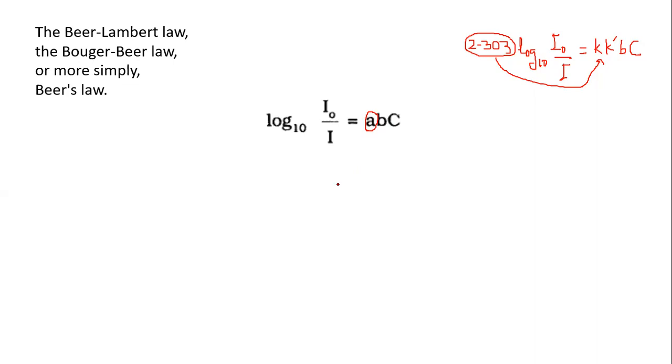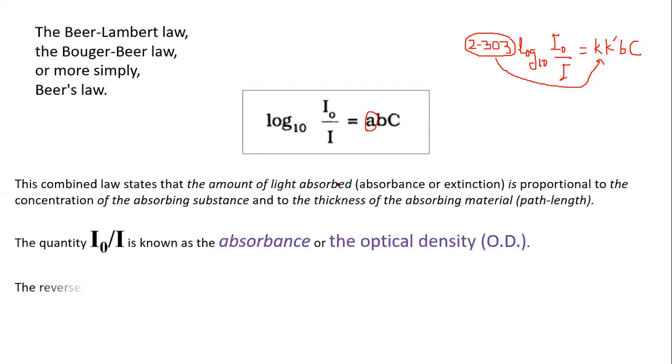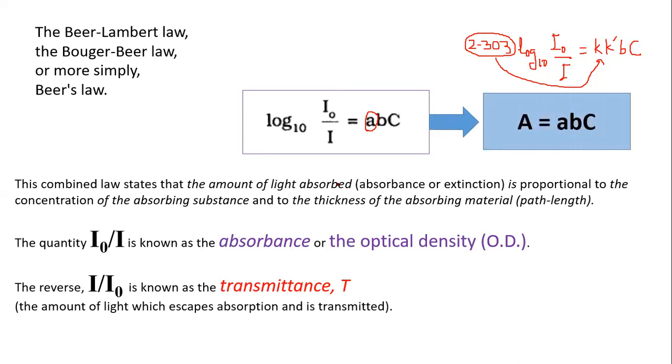Should I go ahead? Okay, good. So we have arrived at this equation of absorption, and by combining the two laws together, we can say that the amount of light absorbed by the absorbing material, which is referred to as absorbance or extinction, is proportional to the concentration of the absorbing material and to the thickness of the absorbing material. That means both the things, right?